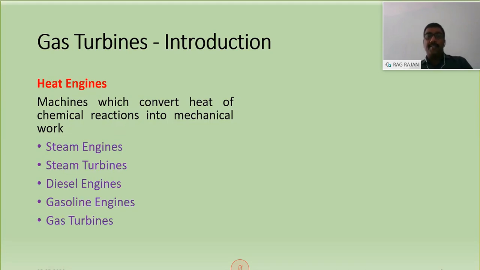The following heat engines are actually familiar to you, the first four, because already you have studied these things: steam engines, steam turbines, diesel engines, gasoline engines, then gas turbines. Out of these, the first two are external combustion engines. The next two are internal combustion engines. And the last one, gas turbines, which can be internal or external combustion engines. But in most cases, it will be internal combustion engines only.